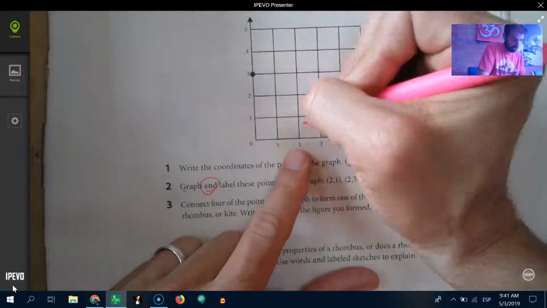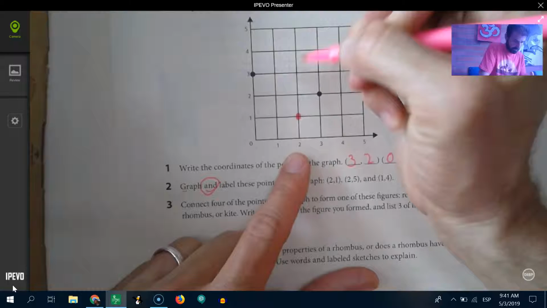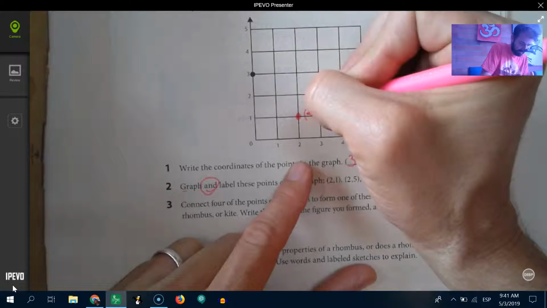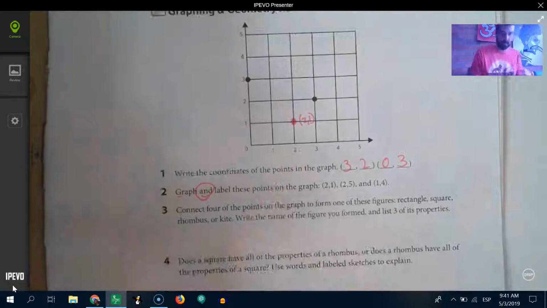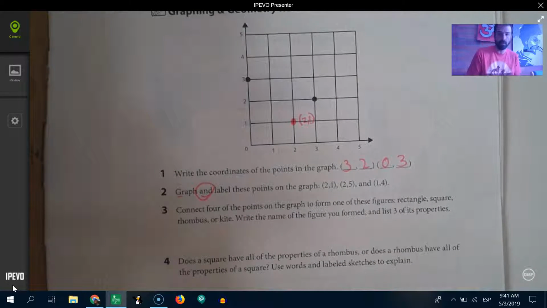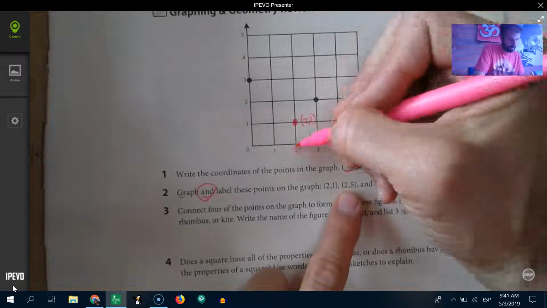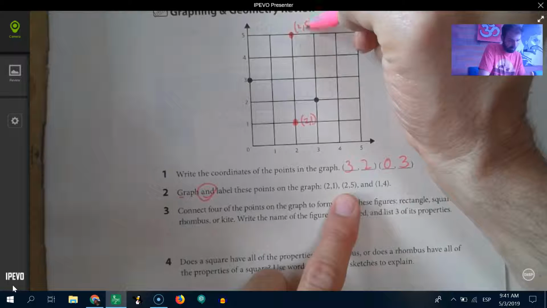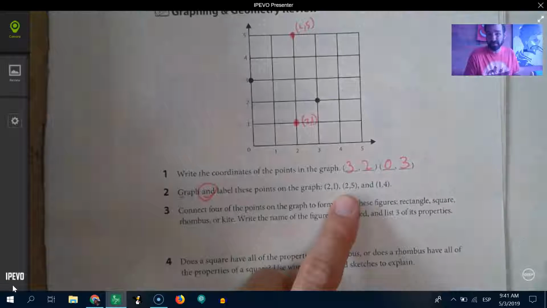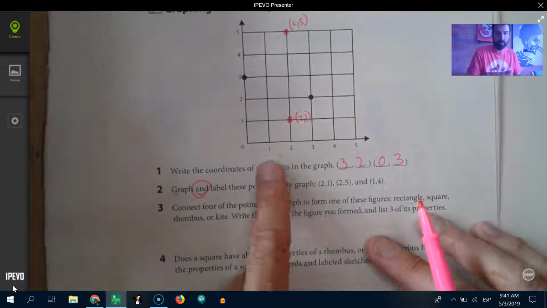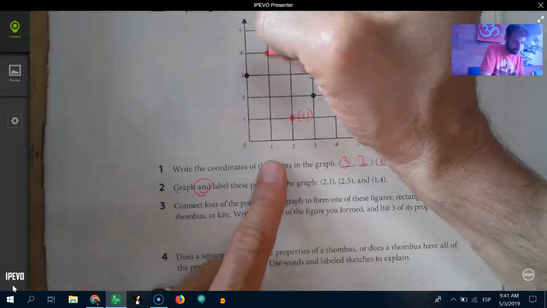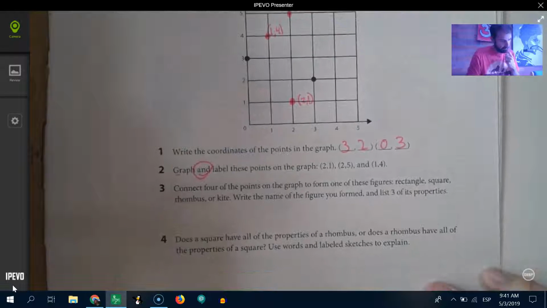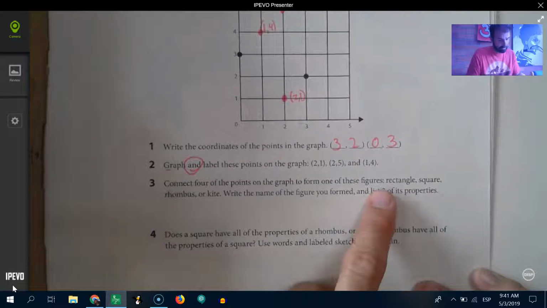So let's see, graph and label these points in the graph. (2, 1). So here's (2, 1), and I want to label this. So I graphed it, I haven't labeled anything yet. What label means is I have to say what that dot is. So that dot is (2, 1). What about (2, 5)? They need to be in parentheses, being mathematical, and then (1, 4), and then parentheses.